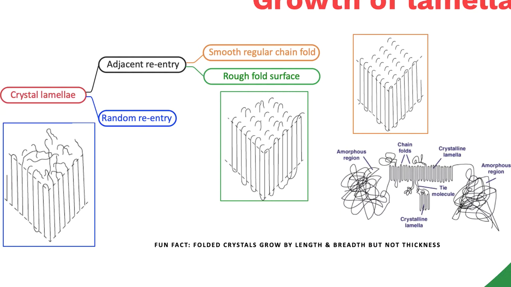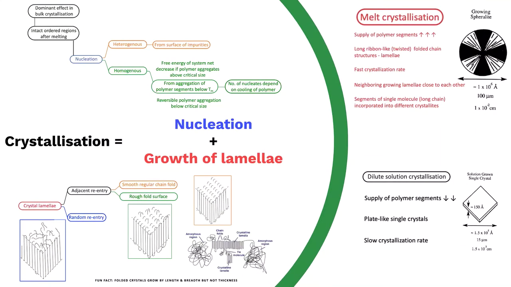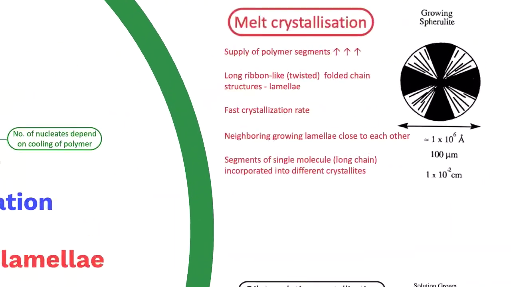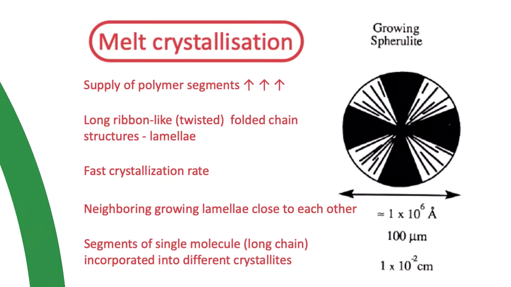So in the polymer itself, the connections between different crystalline lamella or amorphous regions are called tie molecules. And the presence of tie molecules then dictates the mechanical properties of your resulting semi-crystalline polymer. Now, your crystal size can be affected by processing as well. For example, if you use melt crystallization, your supply of polymer chains or polymer segments is significantly higher. This results in long ribbon-like folded chain structures, which are your lamella.